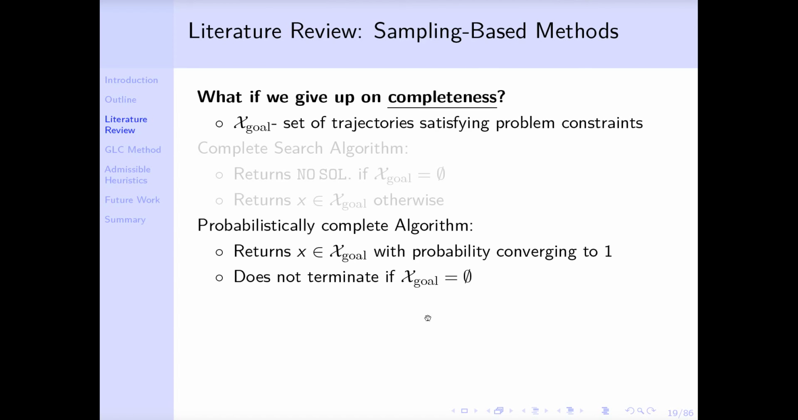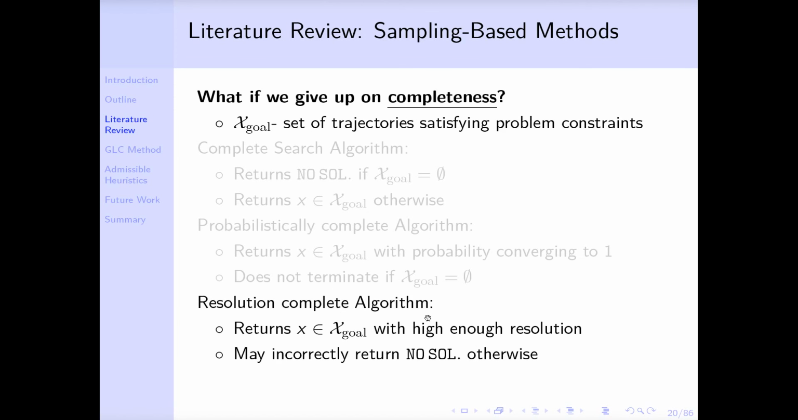What turned out to be a very useful relaxation of completeness is probabilistic completeness, which applies to randomized algorithms that generate candidate trajectories by randomly sampling from some space. An algorithm is probabilistically complete if the probability of computing a feasible solution when one exists converges to 1 as the number of random samples tends to infinity. But when there is no feasible solution, the algorithm will run forever without terminating.